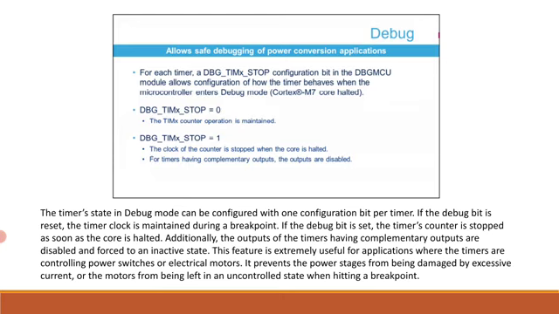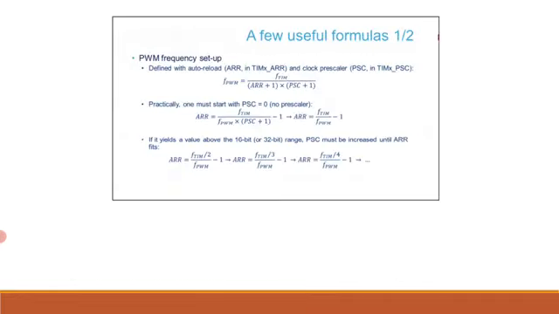Let's have a look at a few useful formulas for how to set timers' PWM frequency. This parameter is defined using the auto-reload value ARR programmed in the TIMx_ARR register, and the clock prescaler programmed in the TIMx_PSC register.